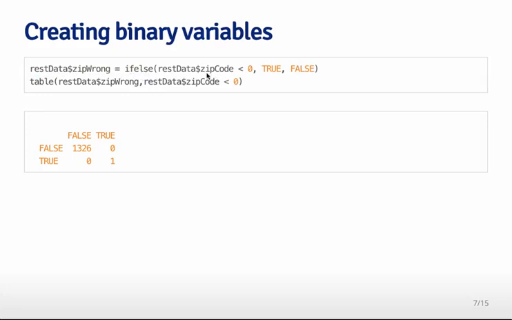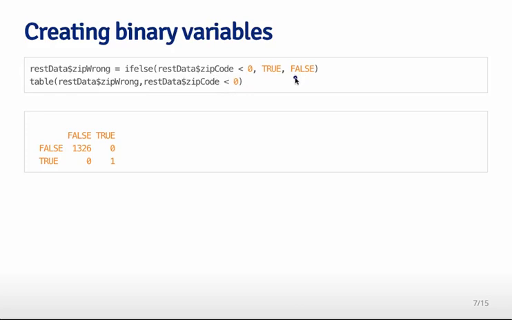So for the if-else command, I first send it a condition. In this case, I'm going to send it the condition, is the zip code less than 0? So if the zip code is less than 0, we think that that zip code must be wrong. And so the first thing that I return is true if the condition holds true. So in other words, all the cases where the zip code is less than 0, I'll get a true.